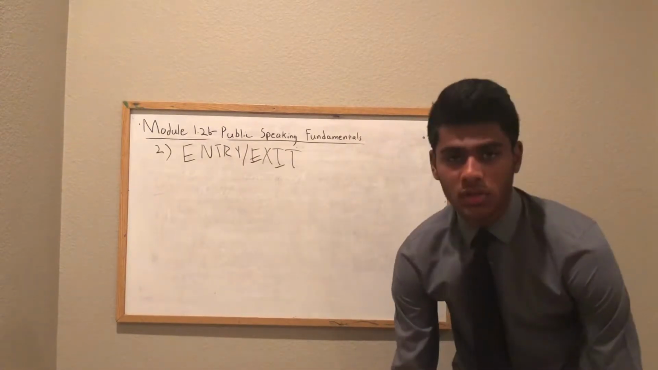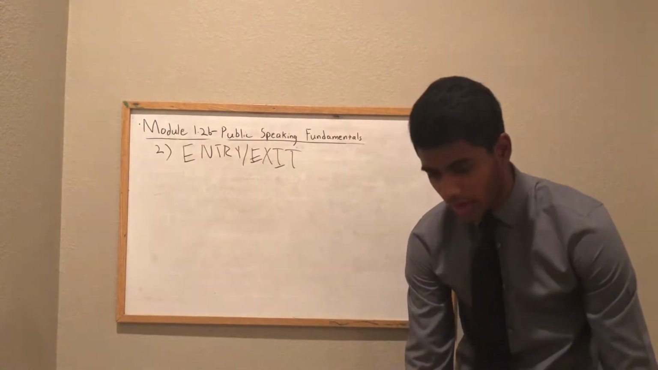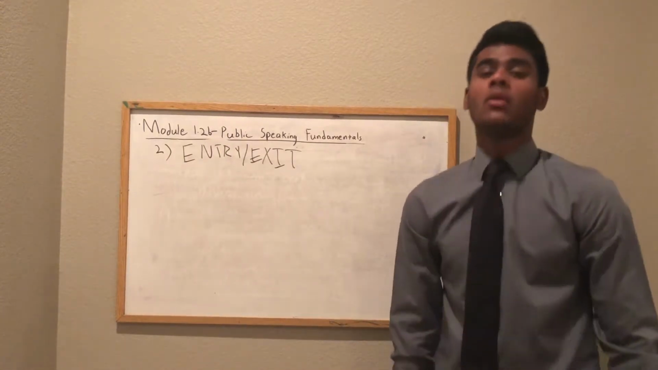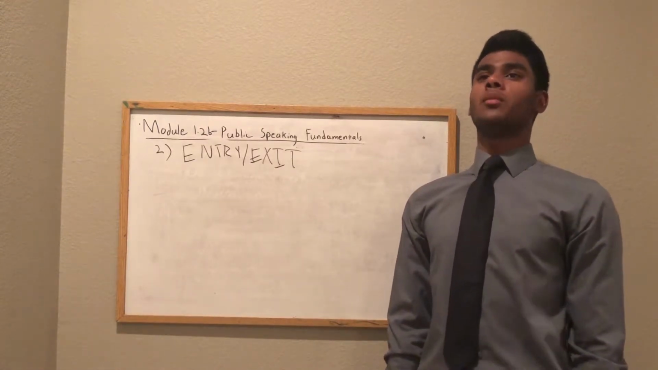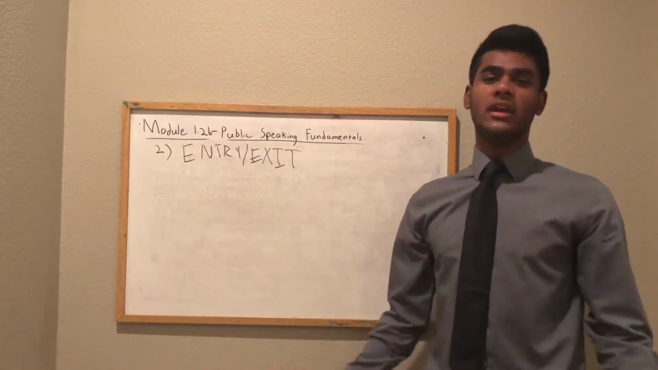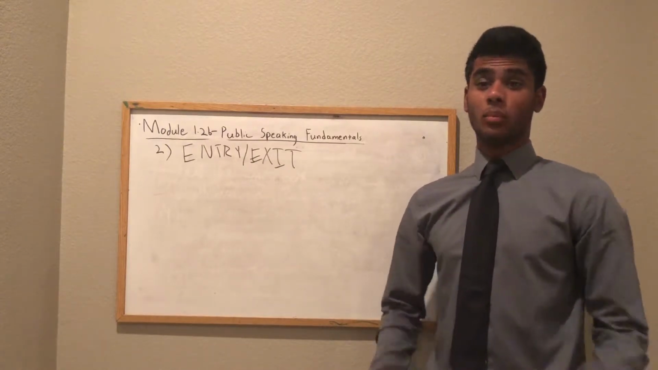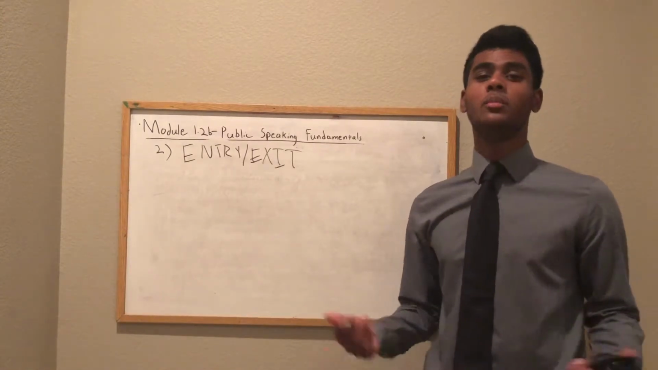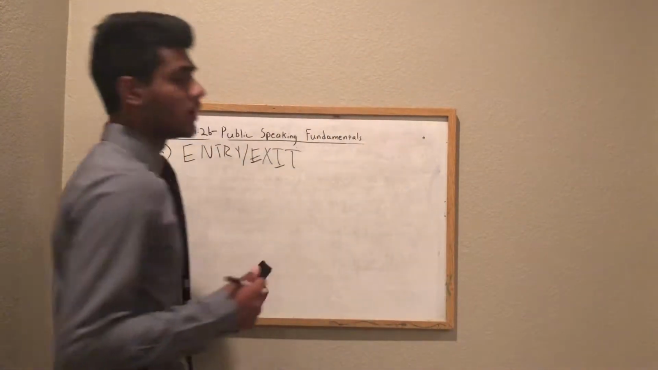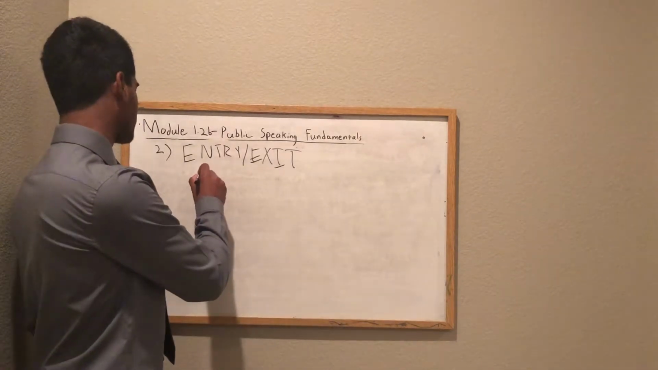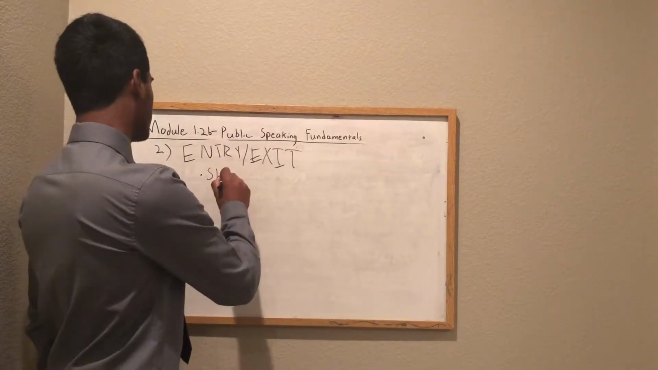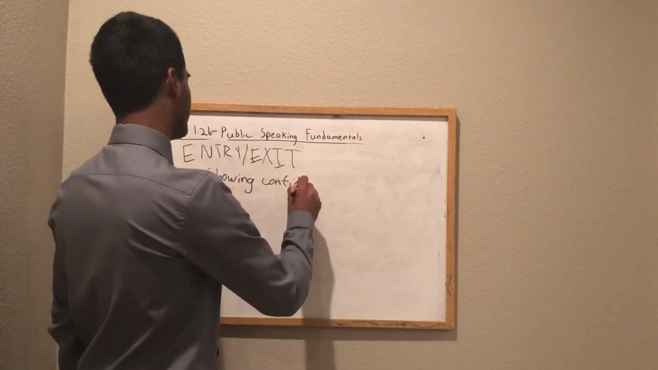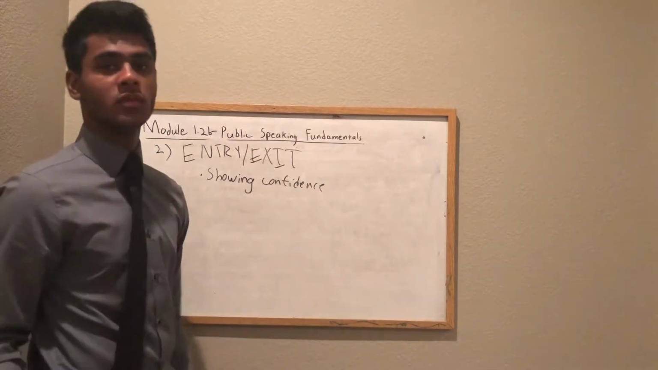You don't want to be slouching like this. You don't want to be looking down at the floor, acting like you don't really care, or acting like you're lazy or tired. You want to be head up, chin up, shoulders back, ready to give your speech. You want to look as if you're big, kind of, in a sense. You want to look like you're very confident in what you're saying, and you want to look like you believe in what you're saying. So I'm just going to write very simply here, showing confidence. You want to show confidence with your body, basically.